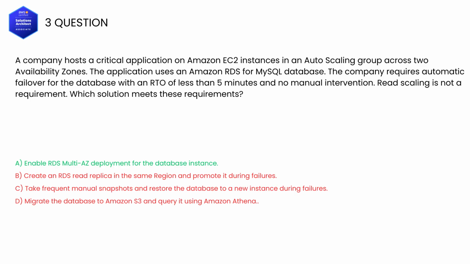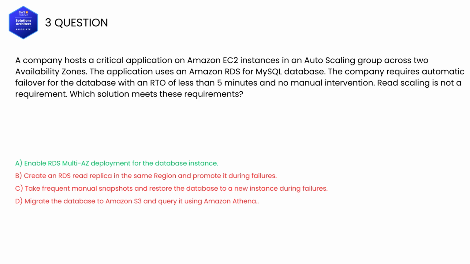The next one is B, and it's incorrect because read replicas are primarily for read scaling and they use asynchronous replication, and promotion is typically a manual or orchestrated action rather than automatic Multi-AZ failover. This can increase RTO and operational complexity.